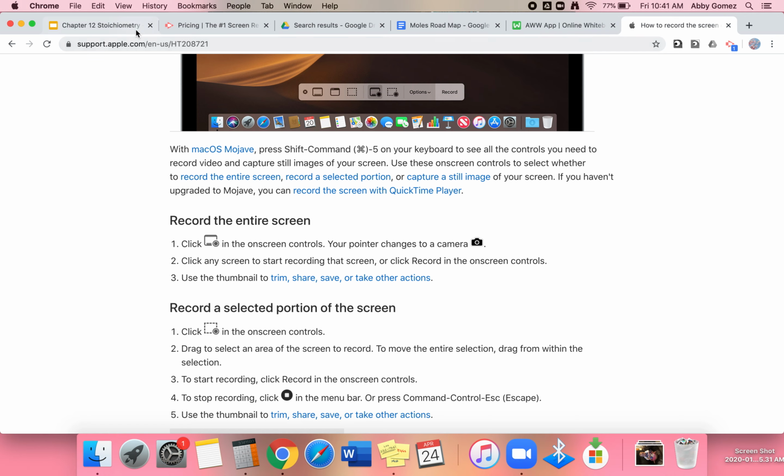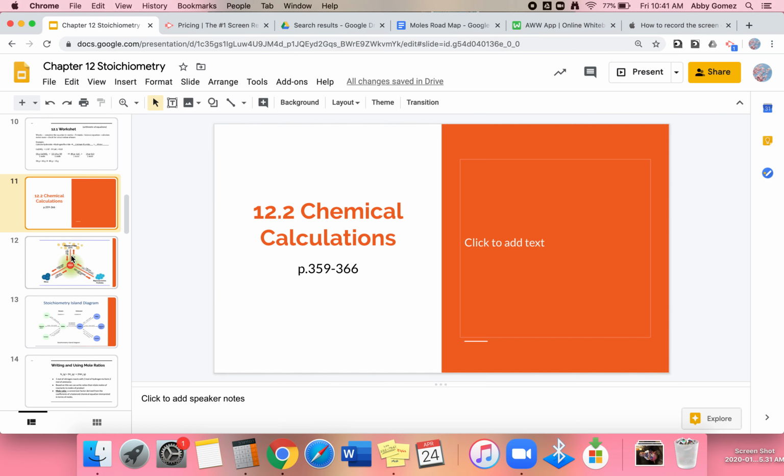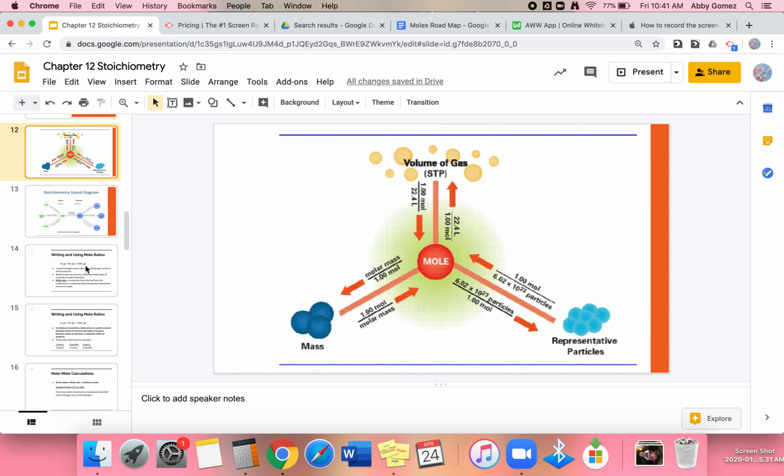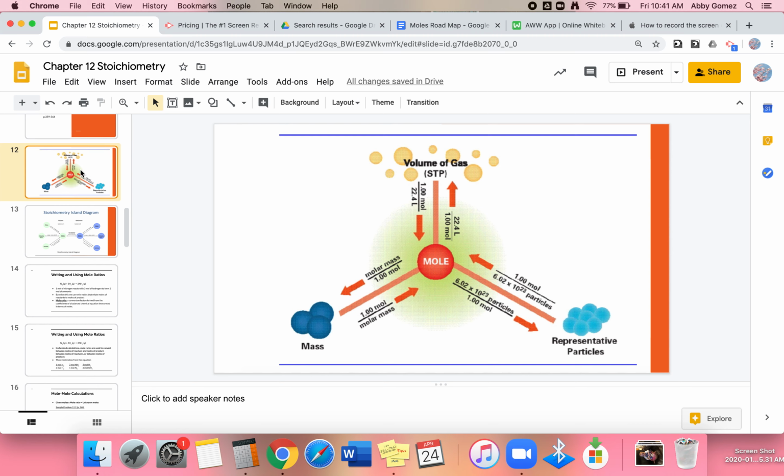Okay, let's give this a try. We are going to be starting with 12.2 chemical calculations.